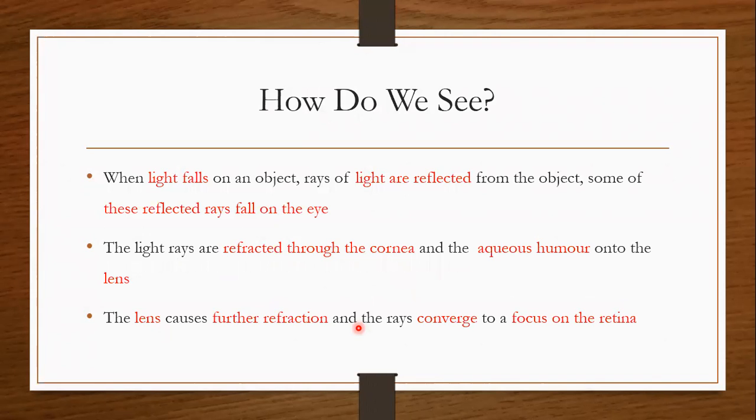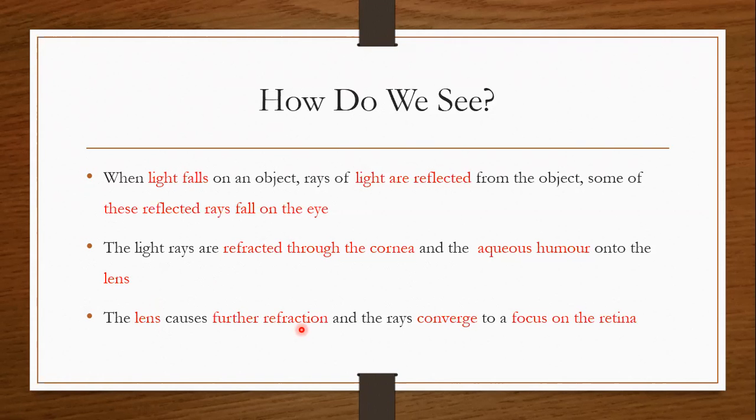So the question is, how do we see things around us? We all know that when light falls on an object, the rays of light are reflected from the object, and some of these reflected rays fall on the eye. The light rays are refracted through the cornea and the aqueous humor onto the lens. The lens causes further refraction and the rays converge to a focus on the retina.